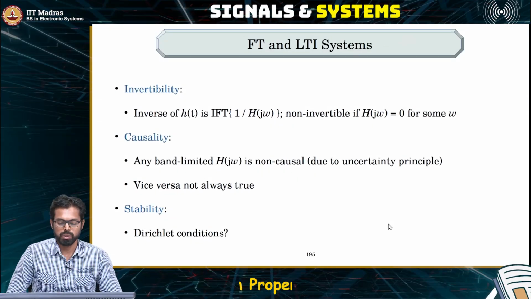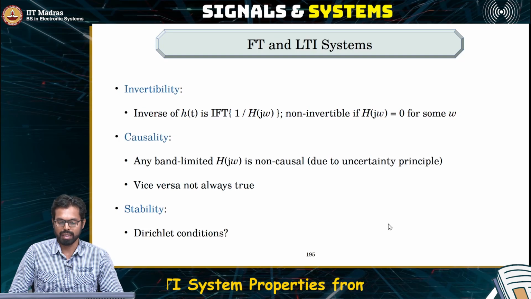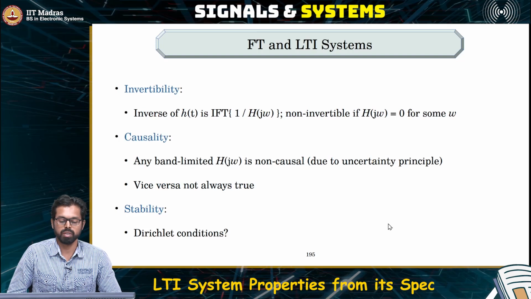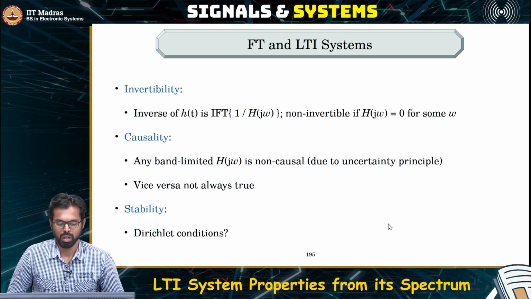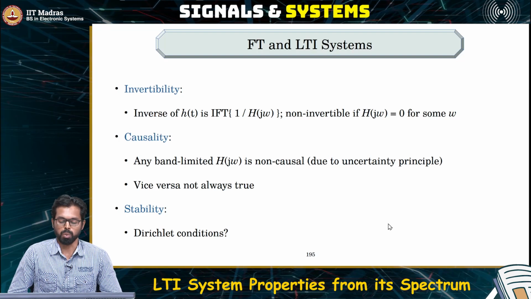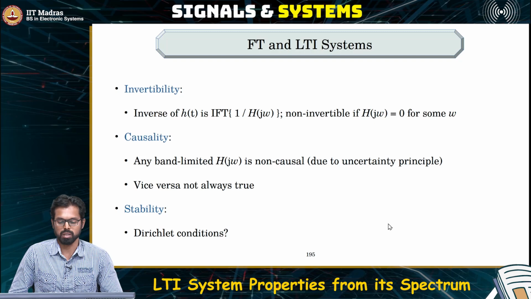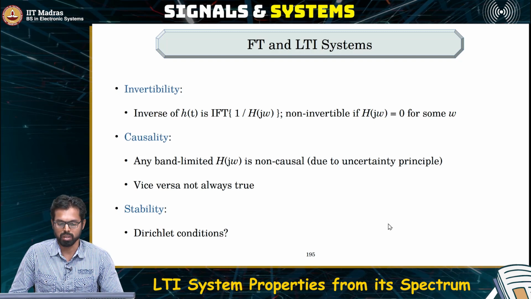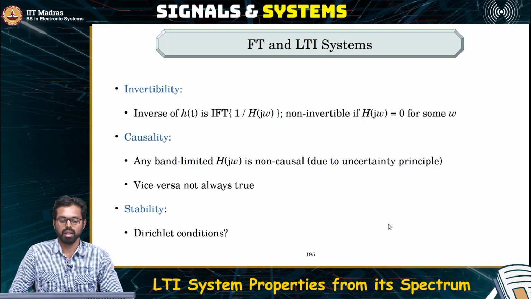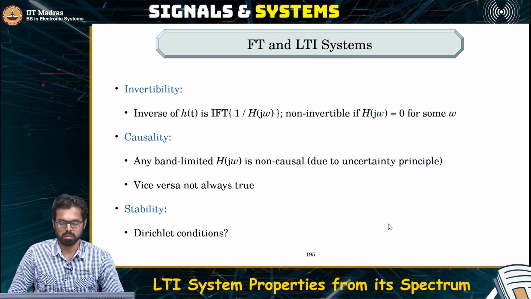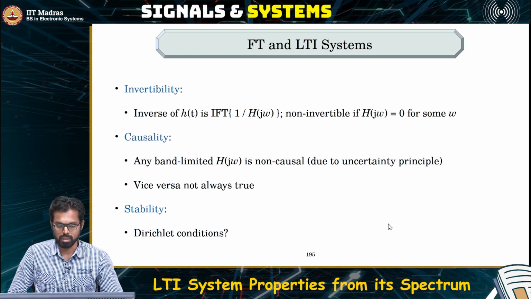In the previous lectures, we saw the Fourier transform and how it affects LTI systems and how we can simplify convolution using Fourier transforms. Now, what if we know the impulse response and the Fourier transform of the impulse response, basically the spectrum of the impulse response? Can we say anything about the properties of the system just by knowing the spectrum of the impulse response?